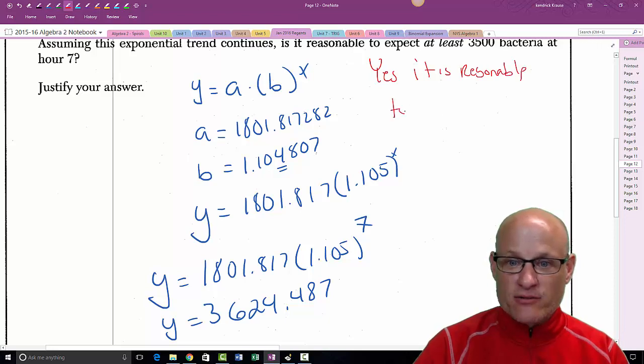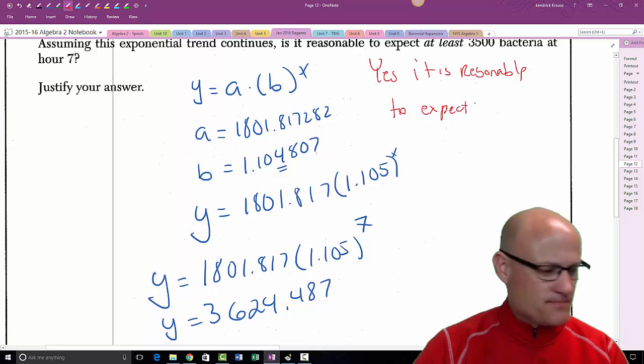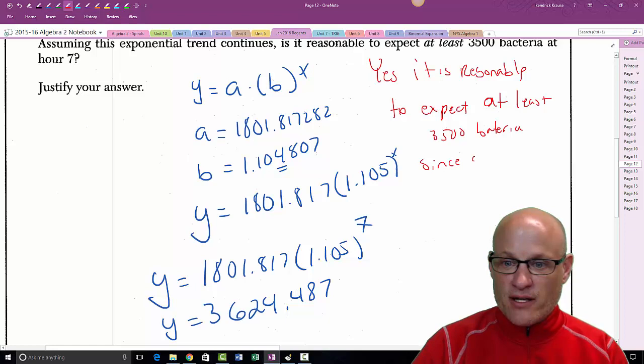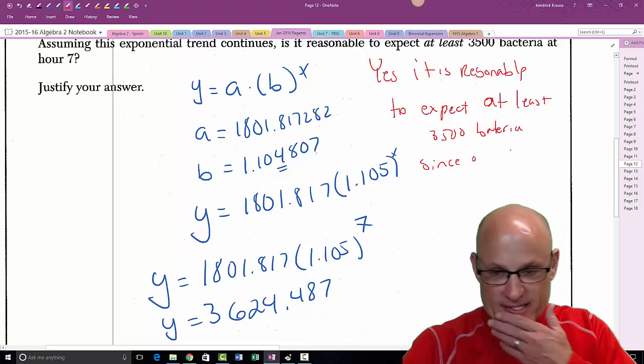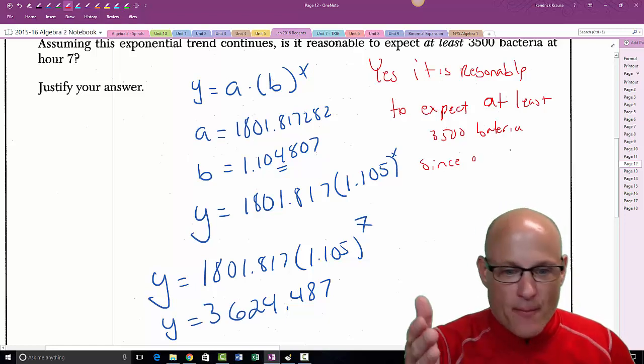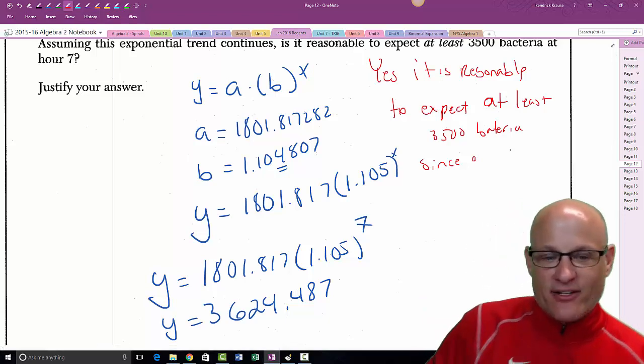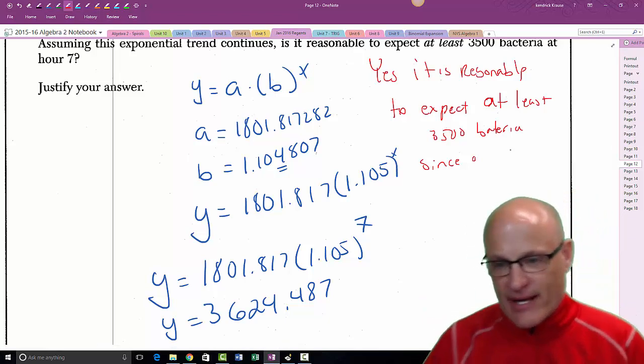it is reasonable to expect at least 3,500 bacteria, since according to our model, at 7 hours we'll have over 3,500 bacteria.